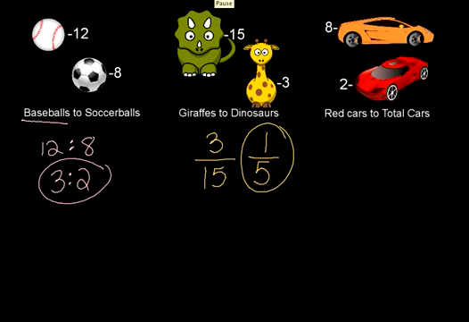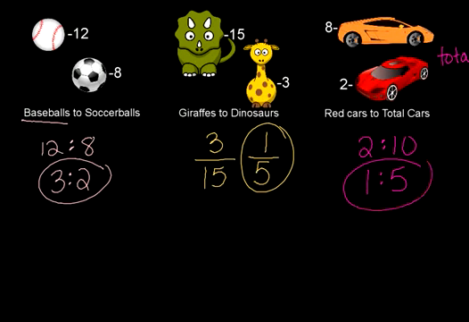Okay, so let's look at this one. Red cars to total cars. So first, go ahead and write in the total cars as a category. Okay, my total cars is going to be the red plus the yellow, which would be 10. So my red cars would be 2, and total is 10, which would simplify to 1 to 5. So there's my ratio for red cars to total cars.